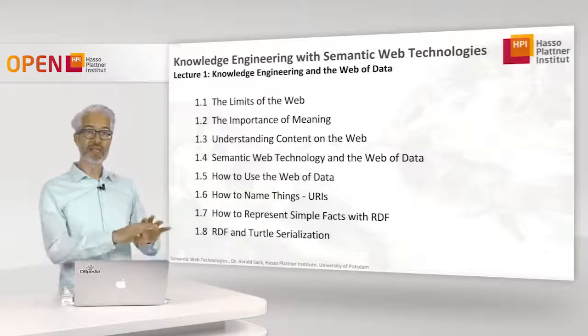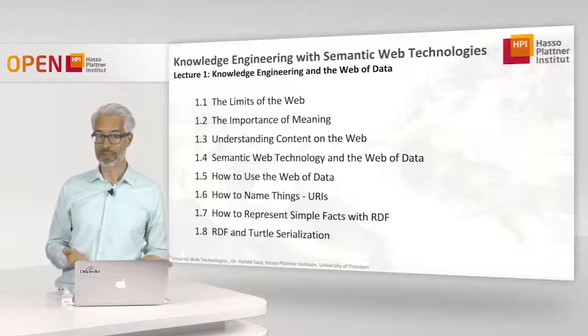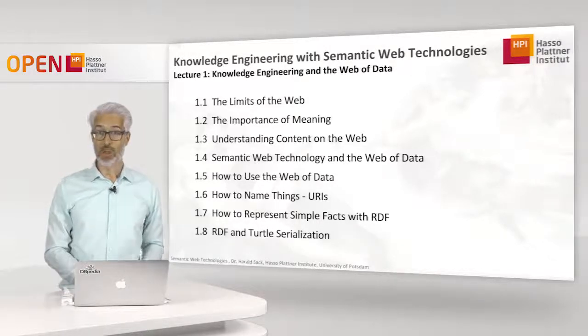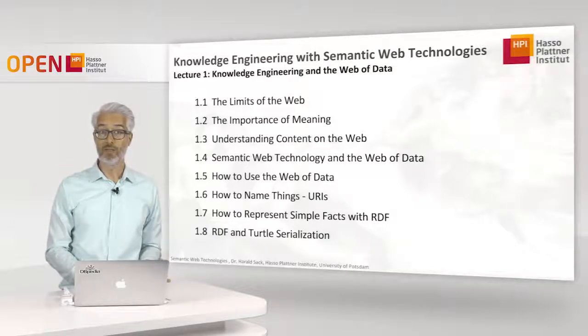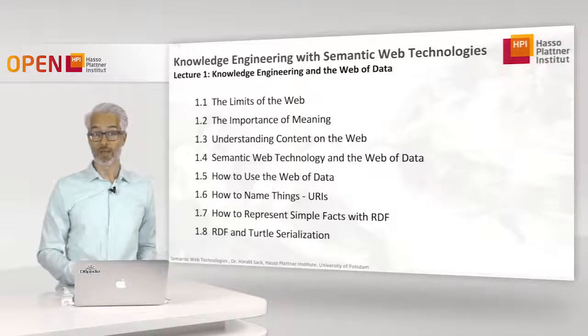So, when we can name things, we must have means to express facts about these things. So, in the next part, part 7 and part 8 of the lecture, we will talk about the so-called resource description framework, which is a simple means to represent simple facts. And it's on the so-called information exchange layer of the semantic web technology stack.